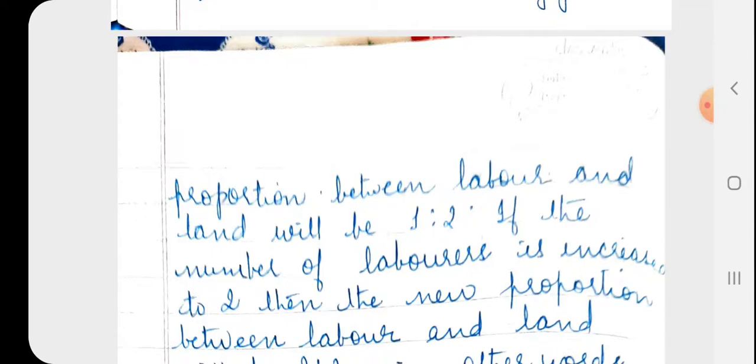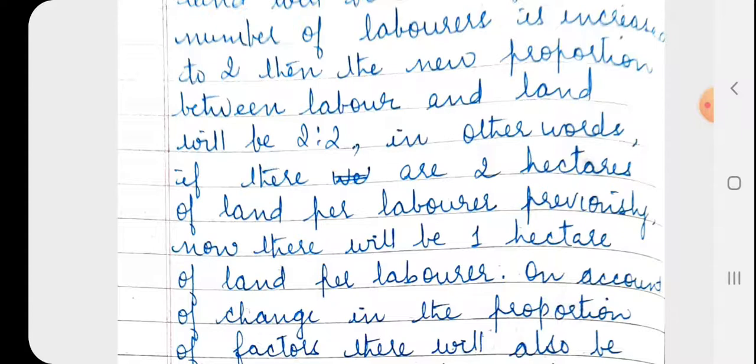So if the number of labor is going on increasing, what will happen? If one more labor is employed, 2:2, one more labor is employed, 3:2. So this proportion changes, and when there is a change in this proportion of the inputs of fixed factor as well as variable factor, you can see the change in the total output too.